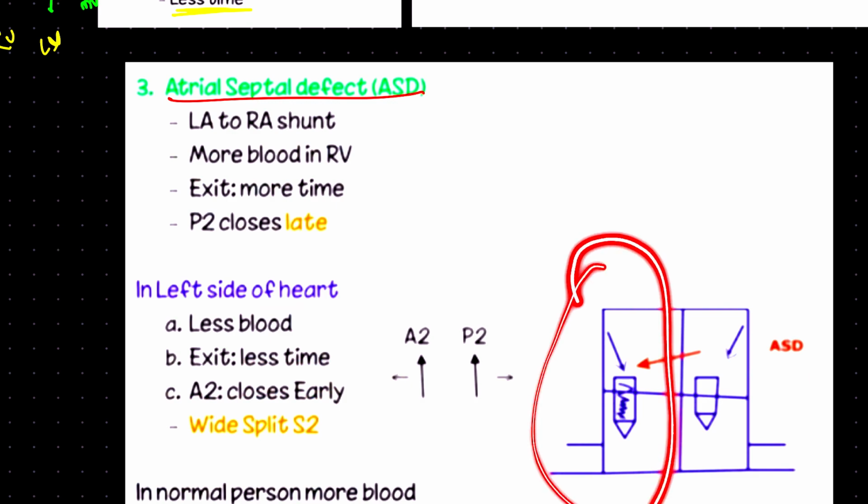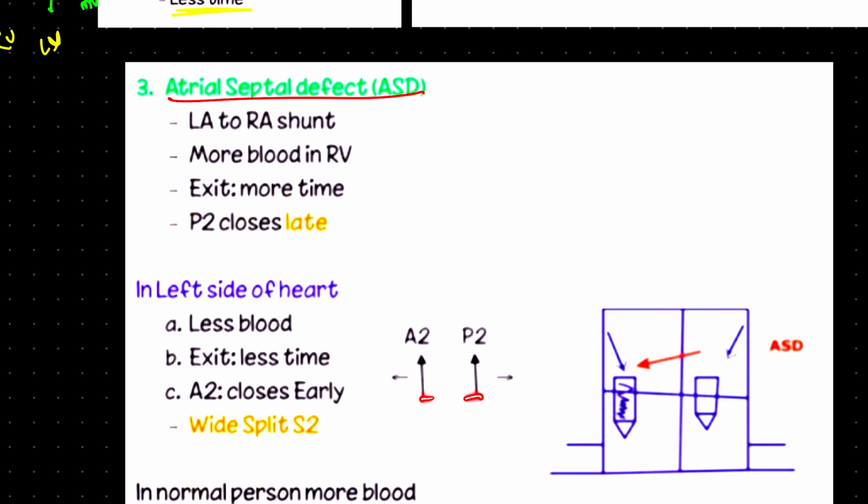Now talking about this right side, what will happen? More blood will reach here. That means the exit will take more time, and P2 closes late, right? P2 closes late. So there is a wide gap between our A2 and P2.